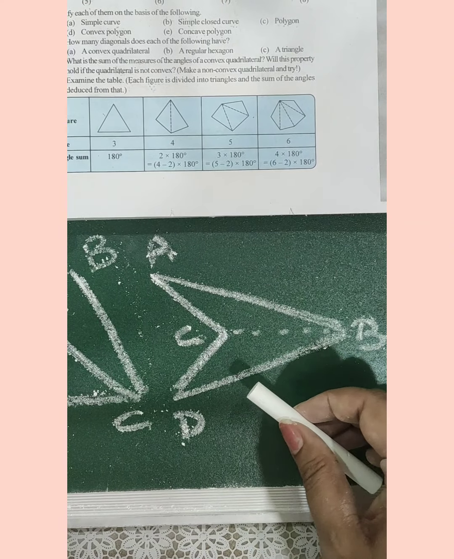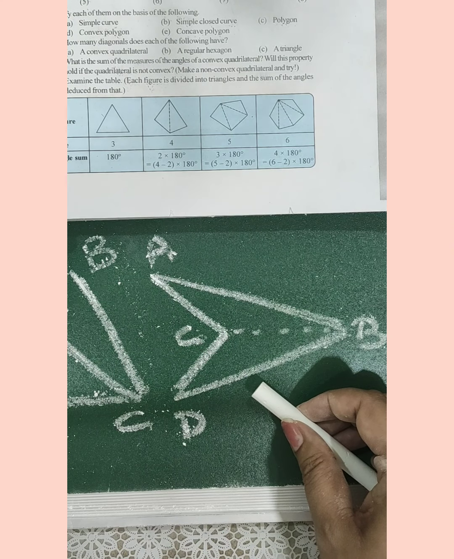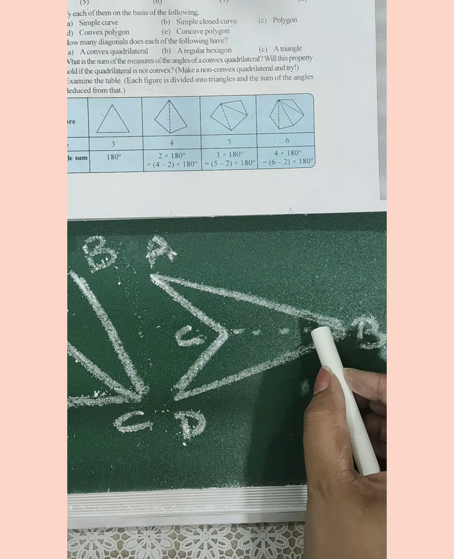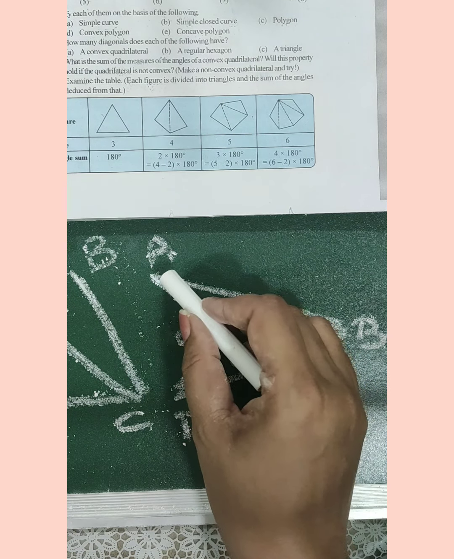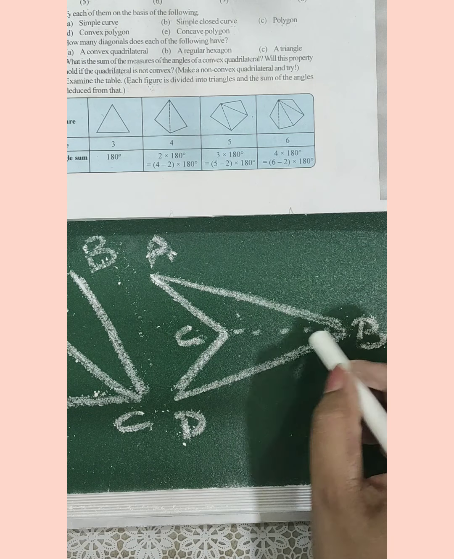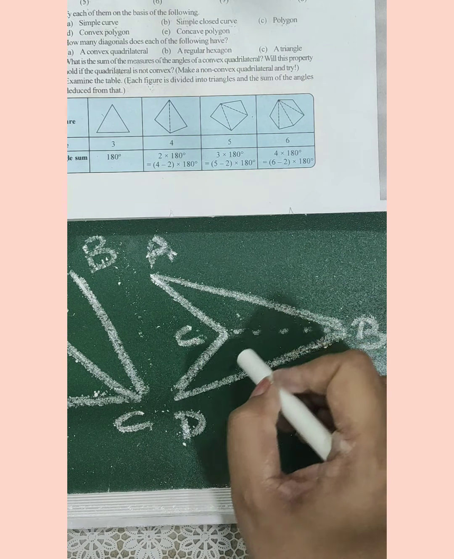So if I draw another quadrilateral which is not convex, and if I draw a diagonal and divide it into two parts, then again I am going to get two triangles. One triangle will be triangle ABC and another will be BCD. Similarly, I'll get 6 angles here.